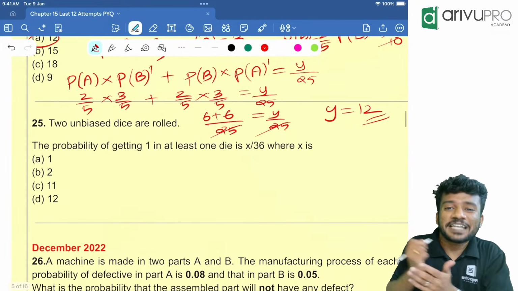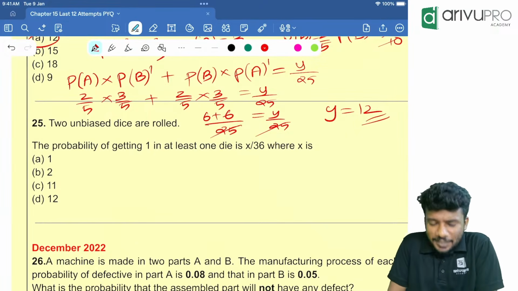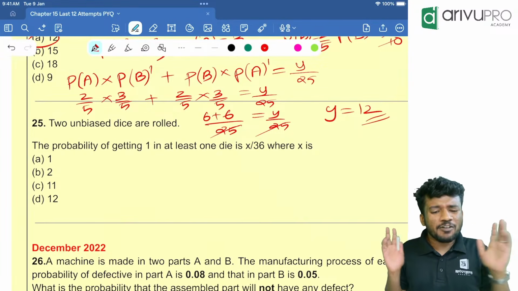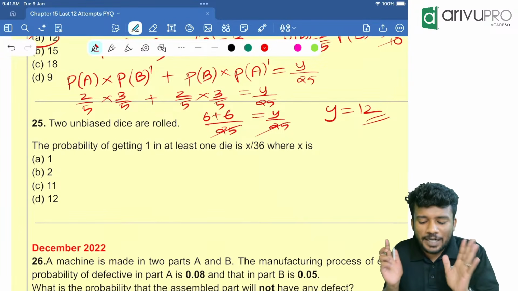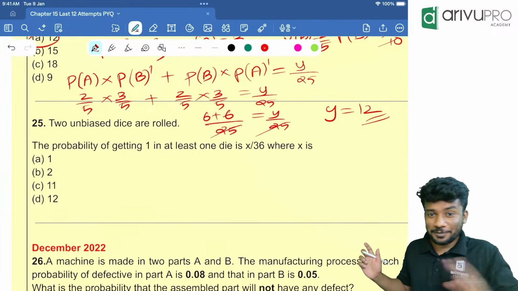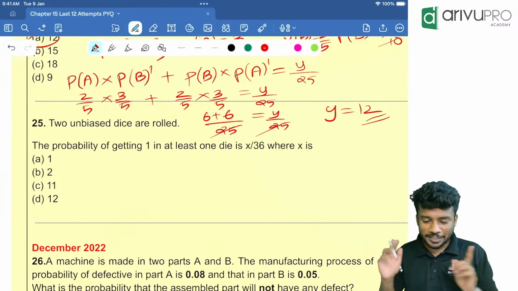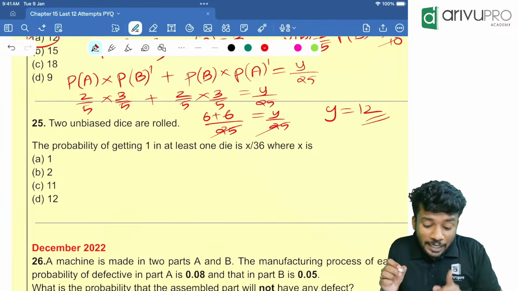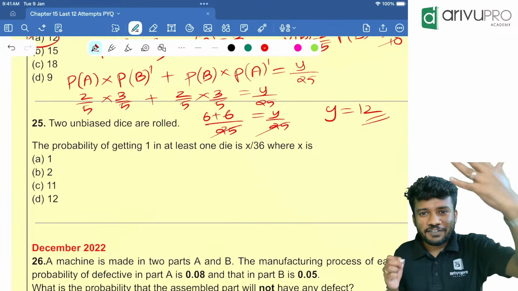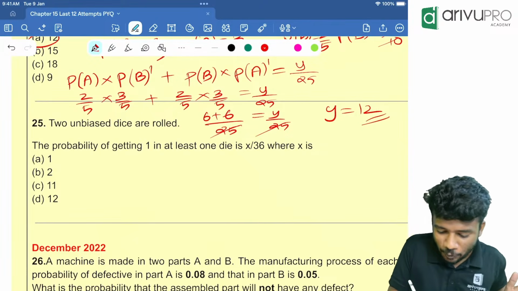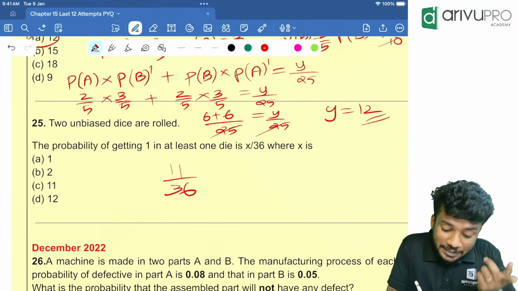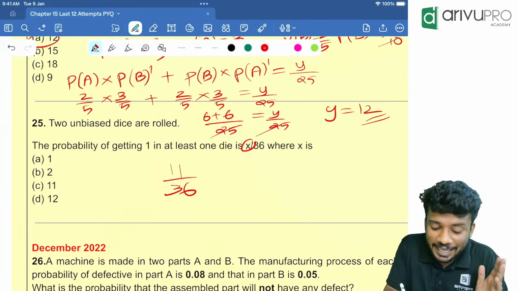Yes. Next one. 2 unbiased dice are rolled. The probability of getting 1 in at least one die is x by 36. I have given it as a shortcut in marathon, in our normal class, everywhere I have given it as a shortcut. People, probability of getting 1 in at least one die, or 2 in at least one die, 3 in at least one die, 5 in at least one die, 6 in at least one die, what is the answer? 11 by 36. People, they are telling probability of getting 1 in at least one die is x by 36.